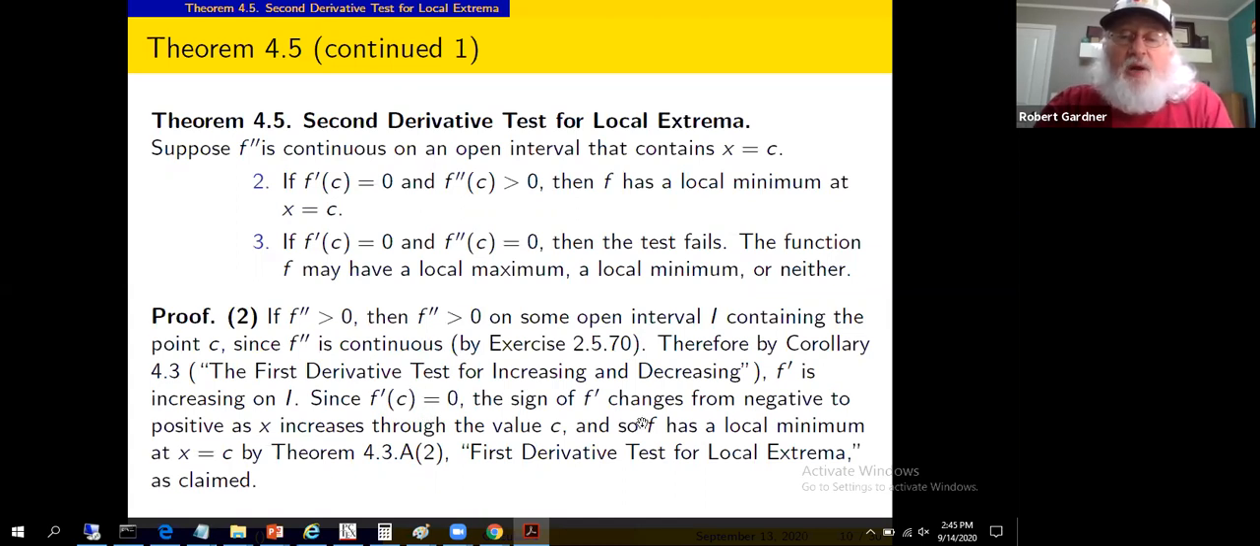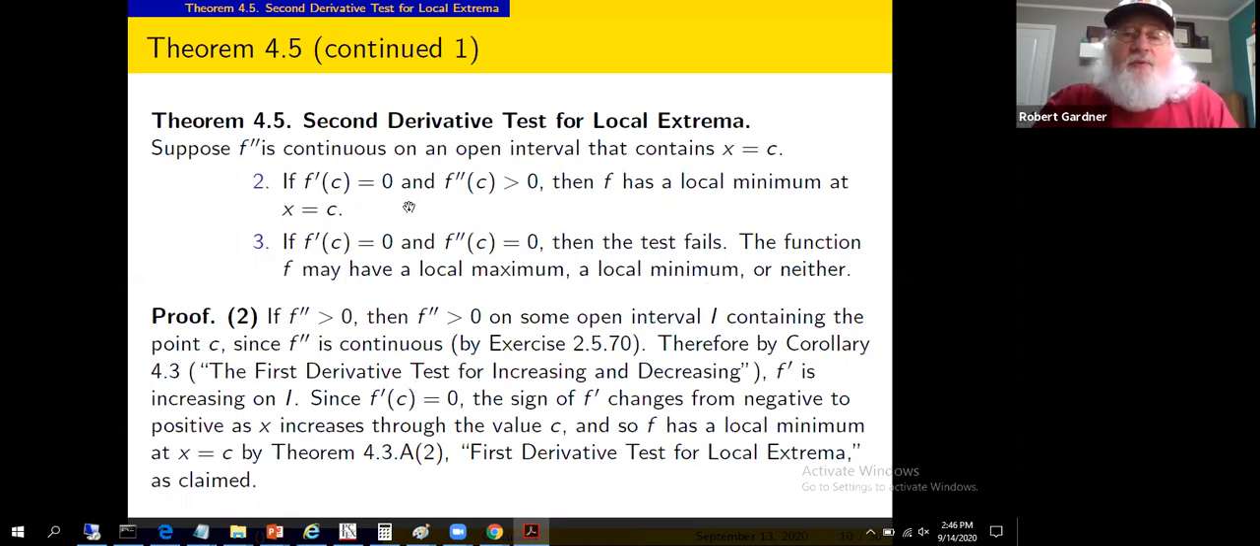Then f prime must have increased through some negative values up to 0 at x equals c and continue to increase into positive values. That is, f prime changes from negative to positive as x increases through the value of c, and that corresponds to a local minimum. Those negative values of f prime before c would indicate that f is decreasing. At x equals c, it reached a minimum, and to the right of c, the function increases. First derivative information.